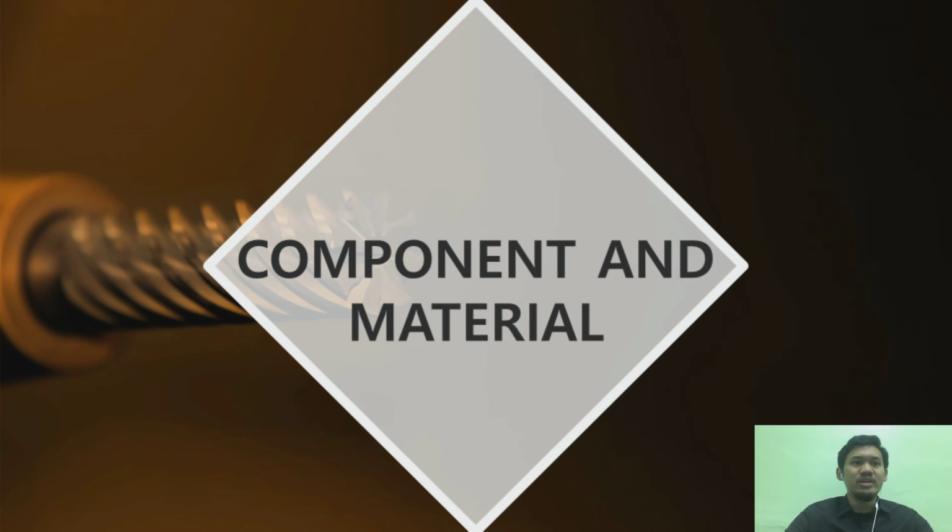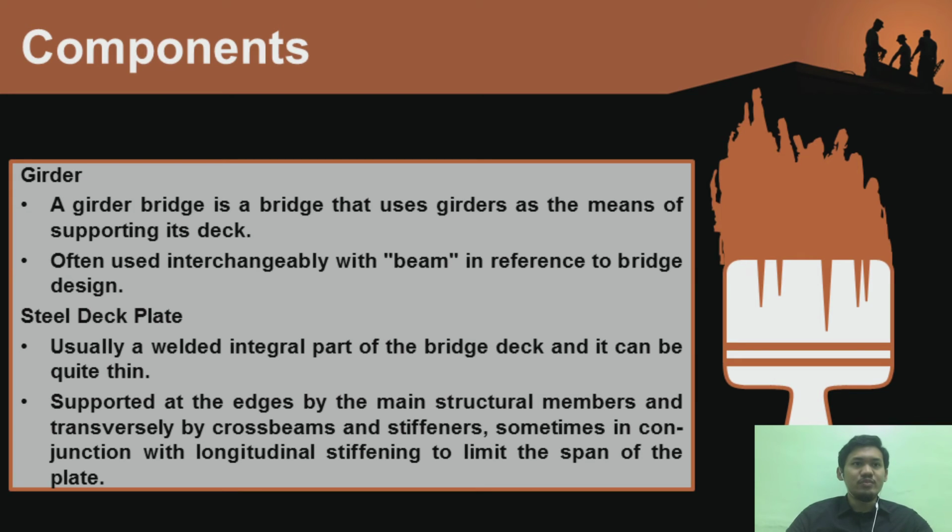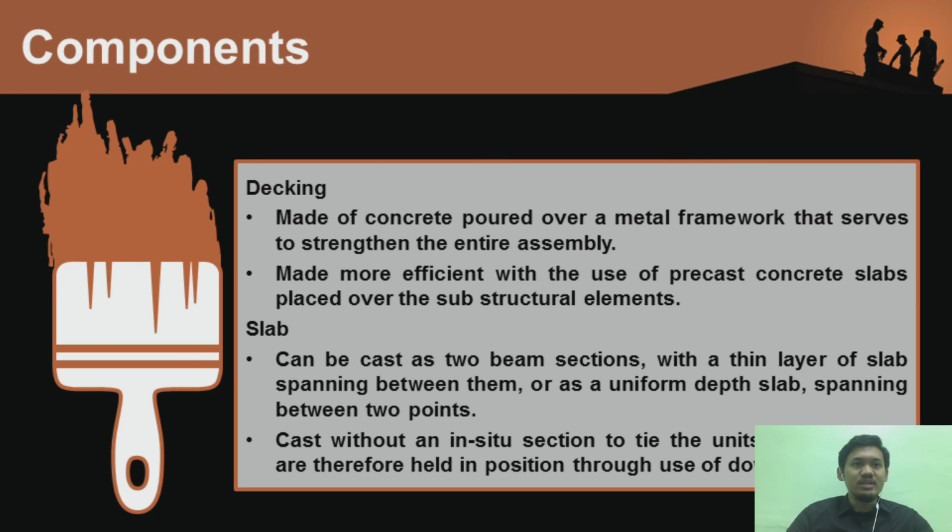Now, I would like to continue about components and materials. The first component is the girder. A girder bridge is a bridge that uses girders as the means of supporting its deck. The second component is the steel deck plate, usually a welded integral part of the bridge deck, and it can be quite thin. The next component is decking, made of concrete poured over a metal framework that serves to strengthen the entire assembly. The last component is the slab.